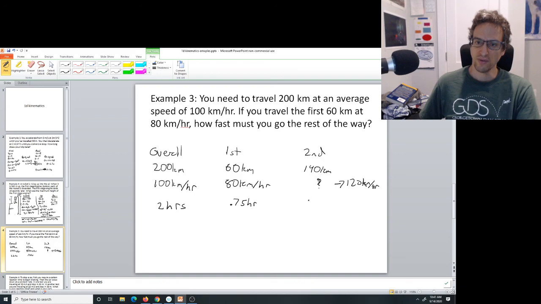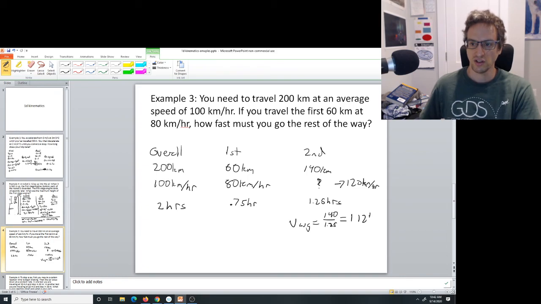And how long does this have to be? This has to be a total of 2 hours, right? So it has to be 2 hours minus 0.75 hours, so we get 1.25 hours. Now, what's the average velocity here? It's going to be 140 over 1.25. That is not 120. It's 112 kilometers per hour. Okay, so we have to be a little bit careful about when we're averaging averages. All right, just one small thing.